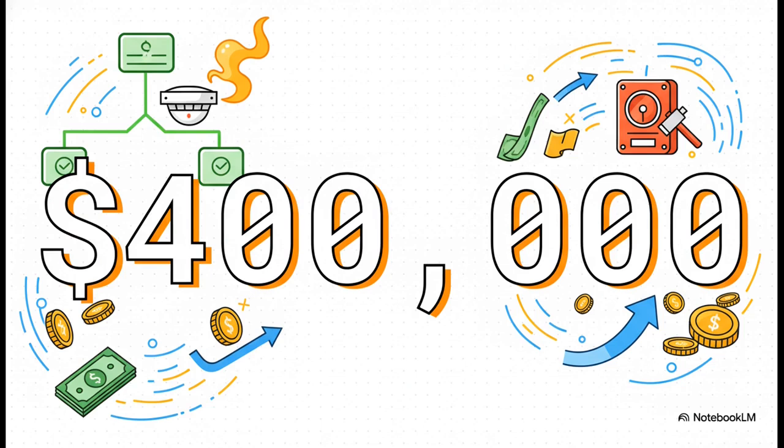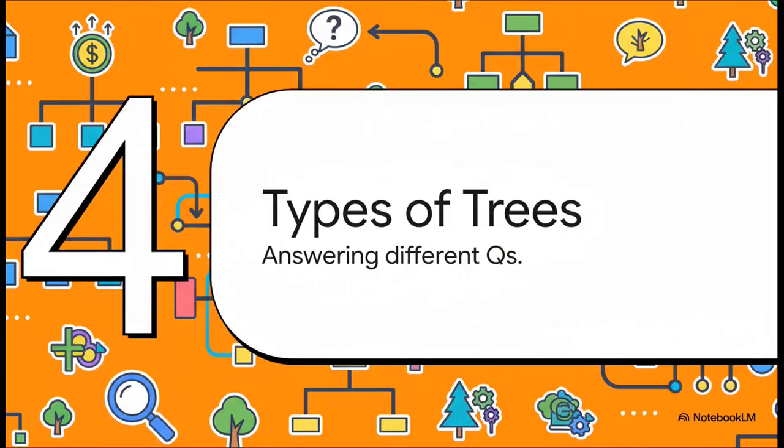Look at what you just did. We took a complex, uncertain problem and used data to find a single logical answer. How cool is that? Now, our example was all about dollars and cents, but these trees are incredibly flexible. You can actually use them to answer all kinds of different questions. And that leads us to a couple of different types of trees you might see out there.